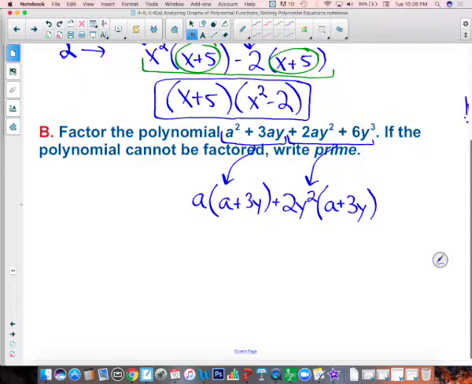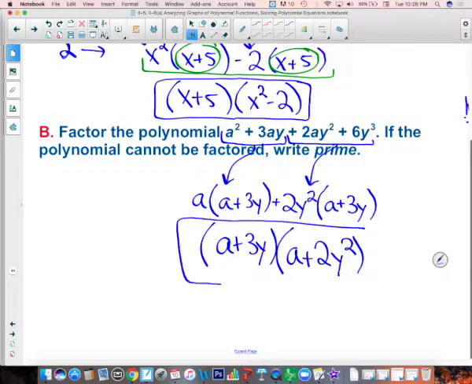Then you should see something going on there. Do I have the same binomial greatest common factor there? A plus 3y, yeah. So that's what's going out front, that a plus 3y, because that's the same thing between the two of those. And then I'm just going to write what I have left. I have a plus 2y squared. Now you can't do anything here, so you're done. That's factored by grouping. It's not too bad. It's actually kind of easy if you do it a lot. Now some of them might be kind of bigger, but it's not too bad.